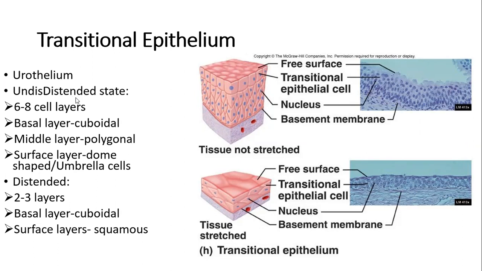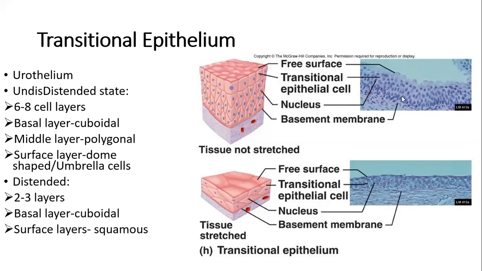In its undistended state, it means it is relaxed. There is no or hardly any urine in the urinary bladder. If you take the tissue from a urinary bladder that is in the relaxed state, you will see under the microscope at least 6 to 8 cell layers, with the basal layer starting off as cuboidal and the middle layers comprising multiple layers of polygonal cells. And when the cells reach the surface, they become more peculiar and more interesting because of their shape. They acquire a dome-shaped apical surface, also called umbrella cells.